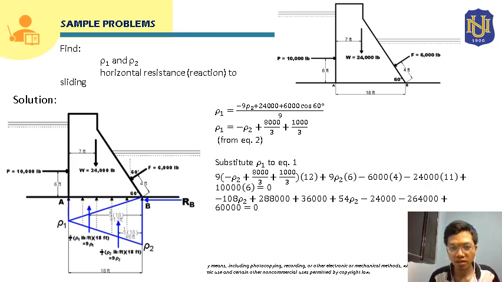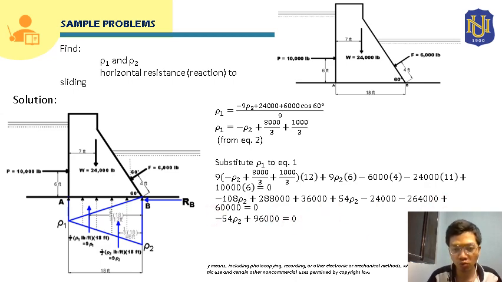Okay, so negative 108 rho 2 plus 54 will be negative 54 rho 2. And combining the constants, that will be 288,000 plus 36,000 minus 24,000 minus 264,000 plus 60,000. So that will be 96,000, no? So this will be equal to 0.